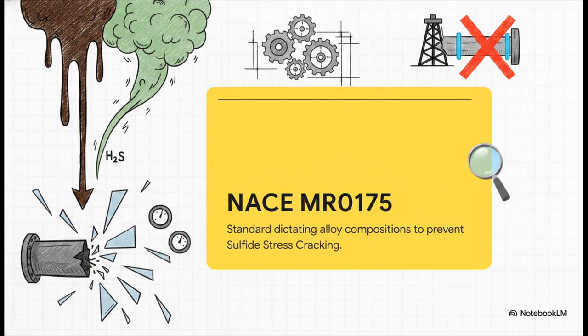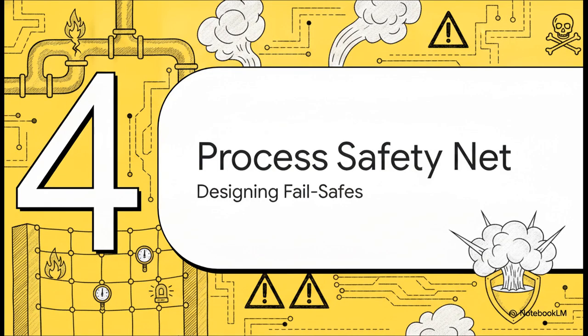If you just go and use standard high-strength steel in an H2S environment, a phenomenon called sulfide stress cracking happens. The gas will literally make the steel so brittle that under immense pressure it will shatter like glass. It's terrifying. This specific standard dictates the exact metallurgical chemistry and hardness limits required to keep that equipment from violently exploding. And that segues perfectly into Section 4, the Process Safety Net, designing fail-safes for extreme hazards.